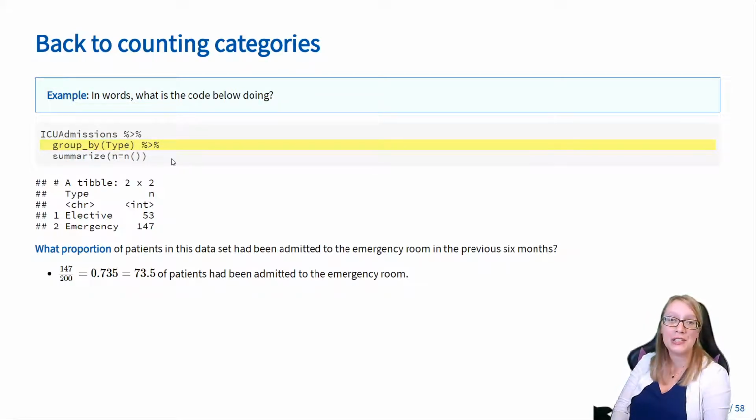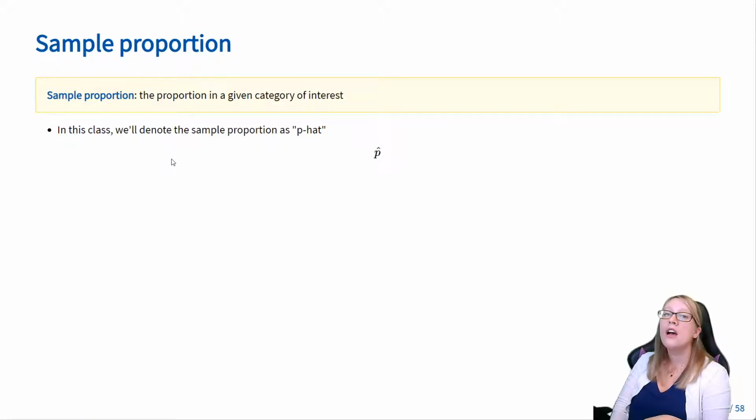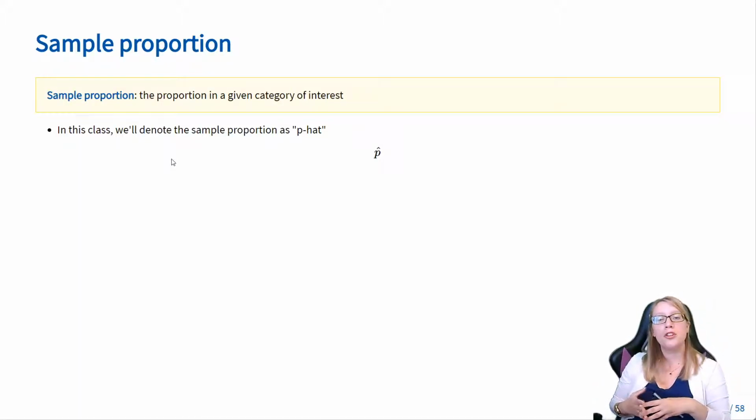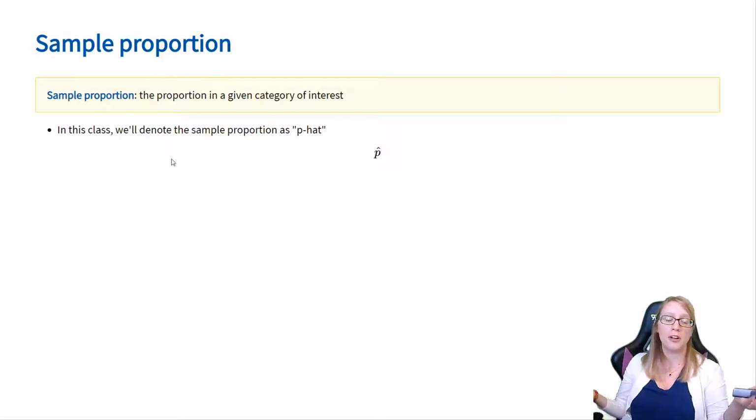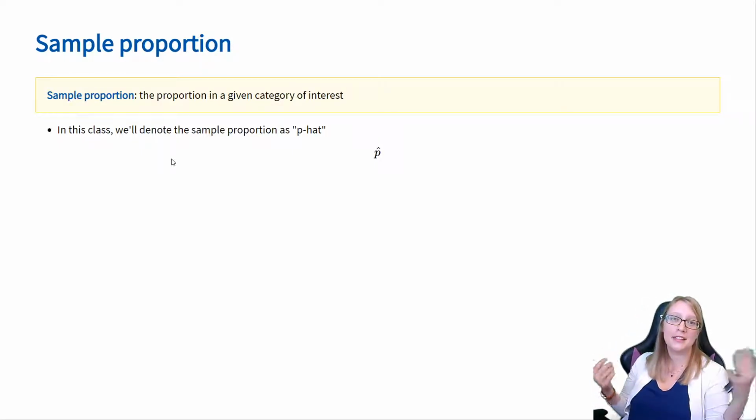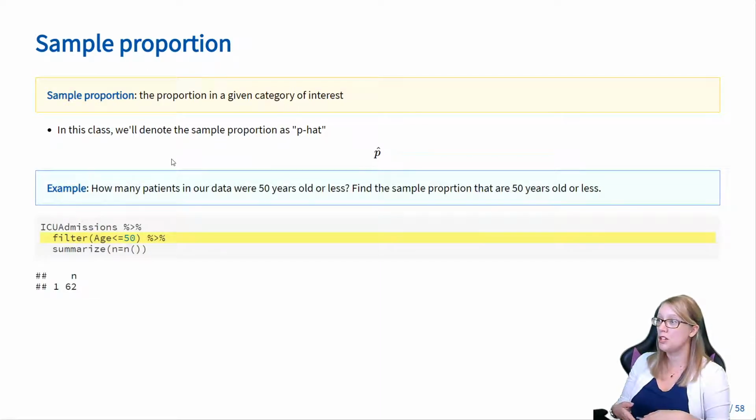We can also use R, of course, like a calculator. So about 73.5% of patients had been admitted to the emergency room. This is something that we'll refer to as the sample proportion. So the proportion of people or subjects in our sample that satisfies some characteristic. In class, we will denote this as p hat. So our p hat is our sample proportion.